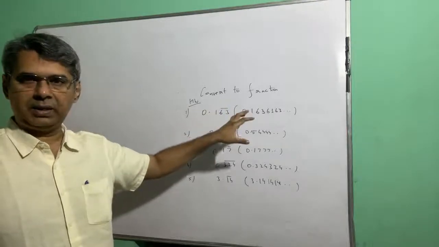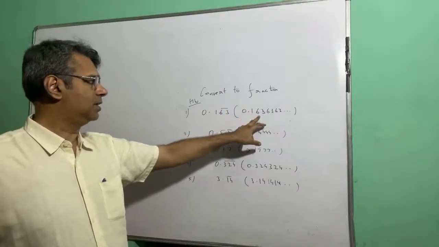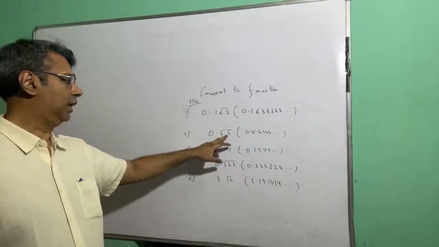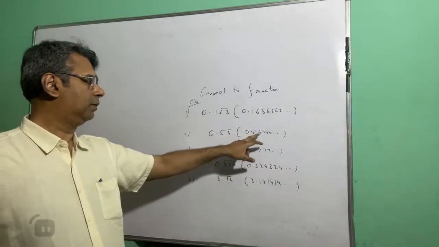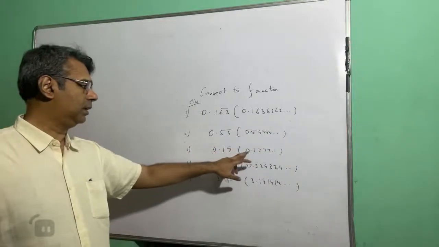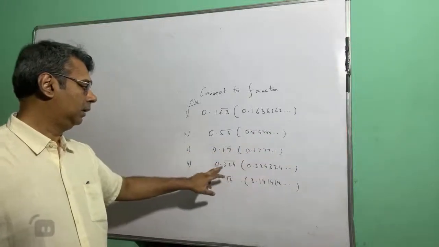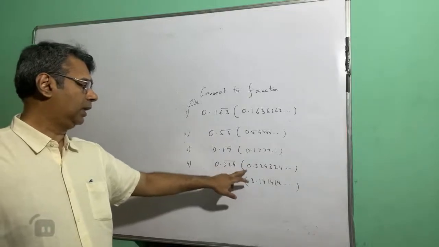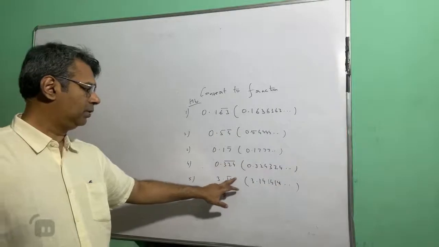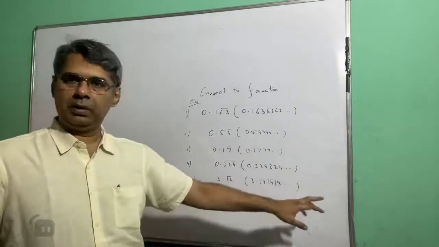The bar means recurring, like 0.1636363. Second question, 0.54 recurring, that means 0.54444. Third question, 0.17 recurring, that means 0.1777. Then 0.324 recurring, that means 0.324324 like that. 3.14 recurring, that is 3.141414 like that.